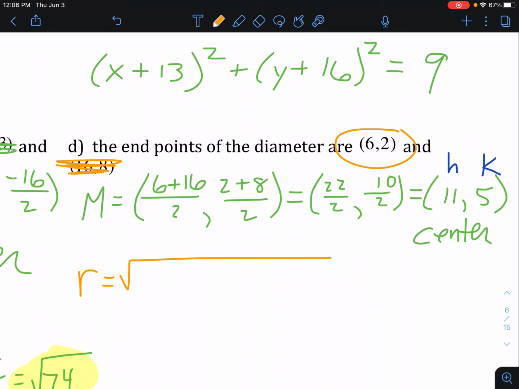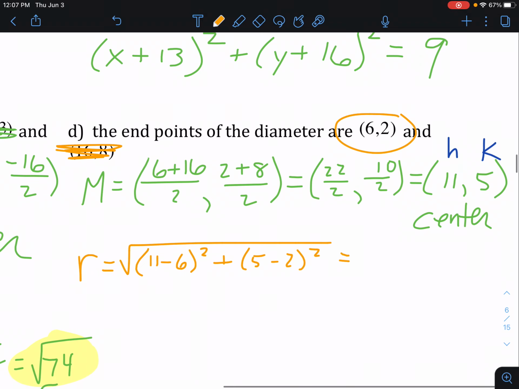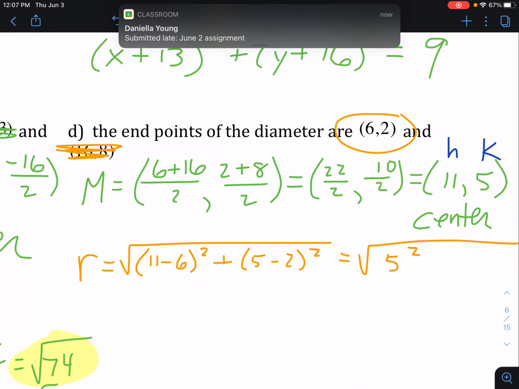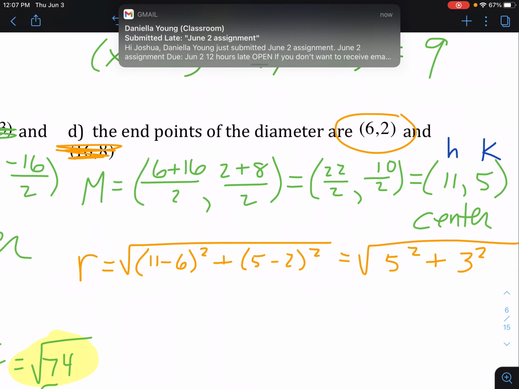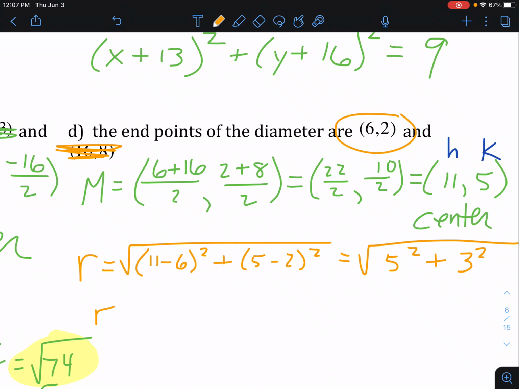So square root of, subtract the x's, so 11 minus 6, then squared, plus subtract the y's, 5 minus 2, then squared. Now we're going to subtract them, so 11 minus 6 will be 5 squared, plus 5 minus 2 is 3 squared. So we'll have the square root. Now we're going to square. The square root of 25 plus 9 is the square root of 34.